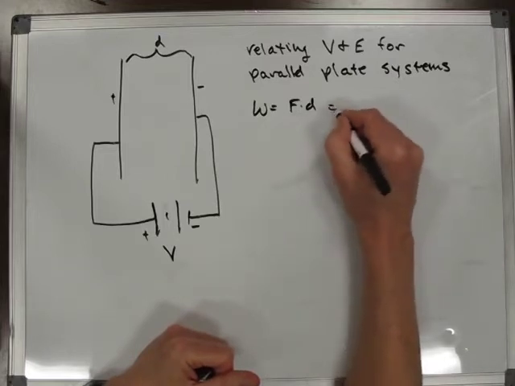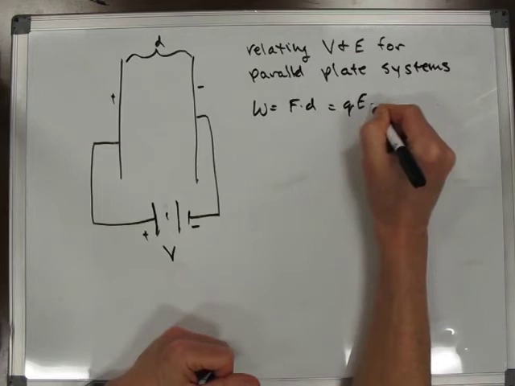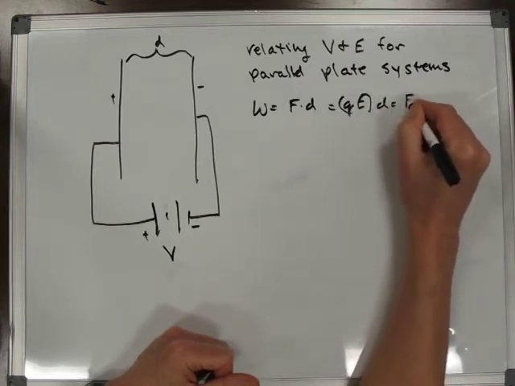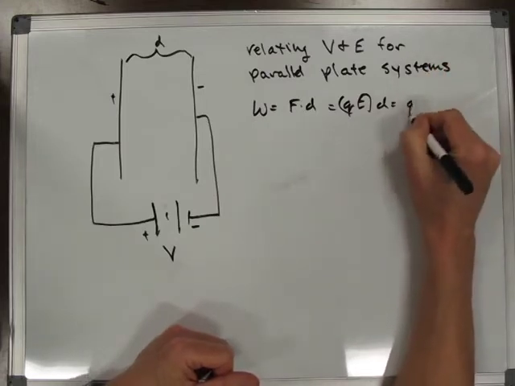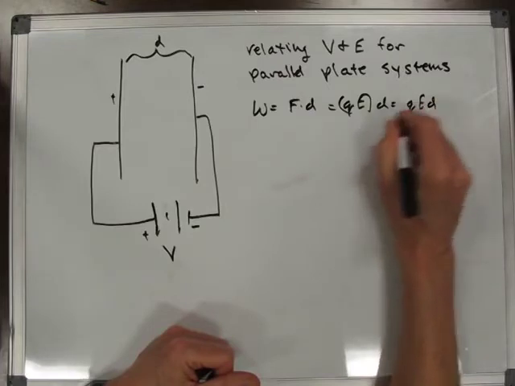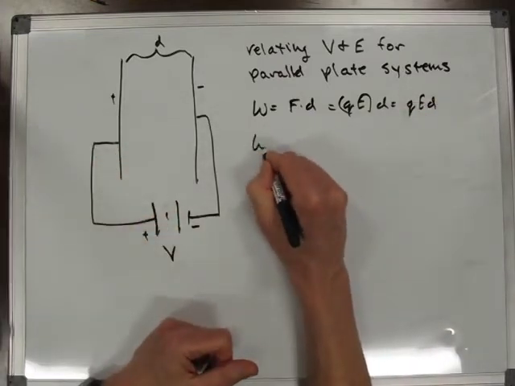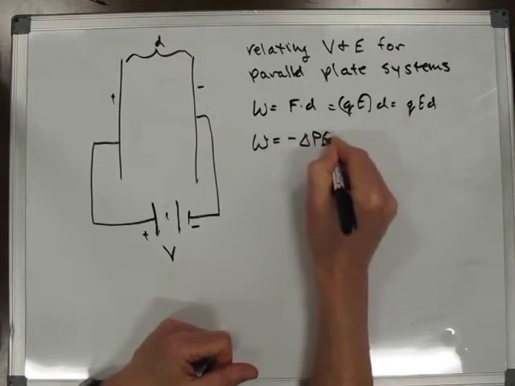And so for an electrical system, the force is the charge times the electric field, and then the work done is that force times the distance, so the work done is the charge times the electric field times the distance, moving a charge from here to here. But you also might remember that the work done is minus the change in potential energy.